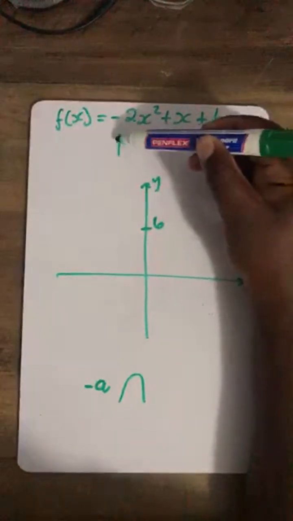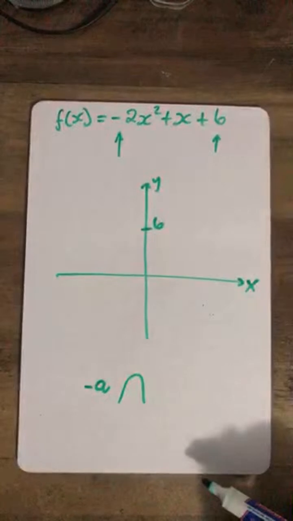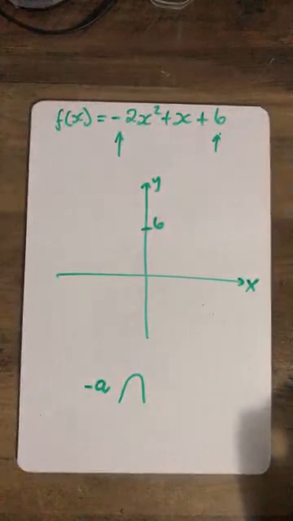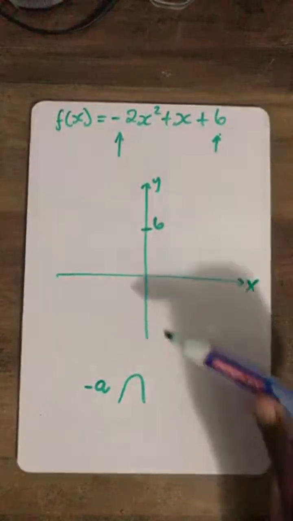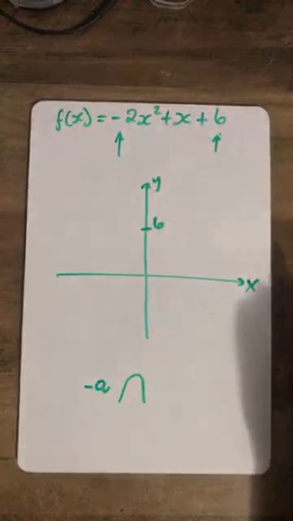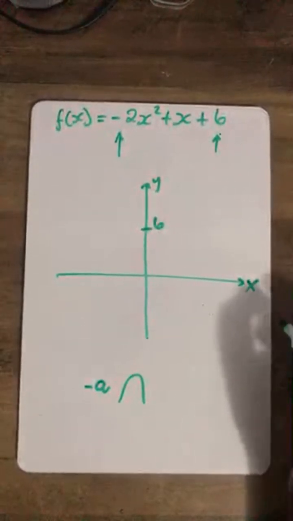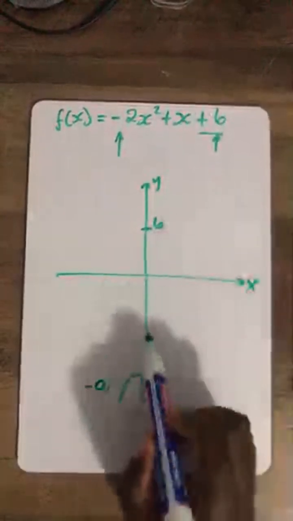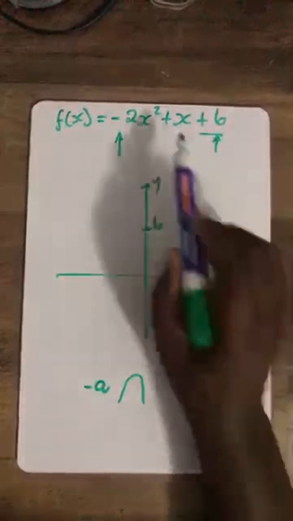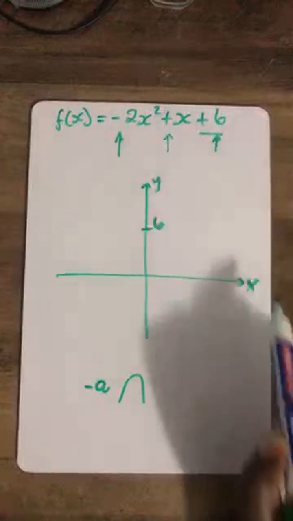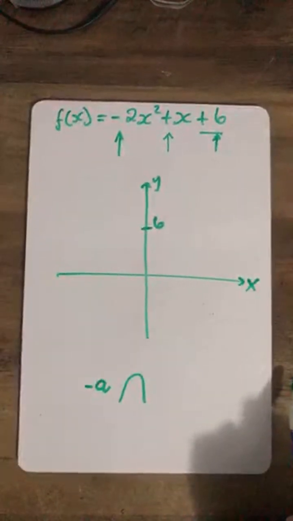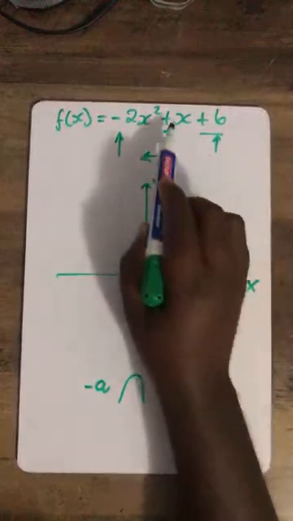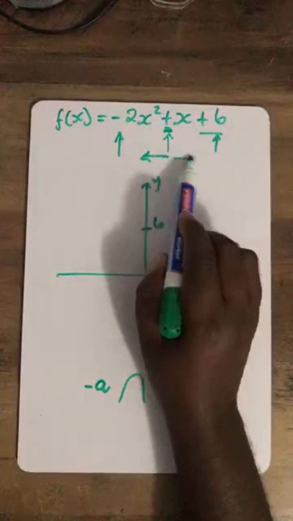Remember, I've explained that our a value being negative means we're going to have a sad shape. That 6 tells us more about the vertical shift, meaning our function is going to shift upwards by 6. How do I know that it's upward? Because that is a positive value. If it was a negative value, it would have shifted downwards. Now can you see our b value is positive 1. I'm just going to make an assumption that when it is positive there, it means it shifted towards the left. But if it was negative, it would have shifted towards the right.